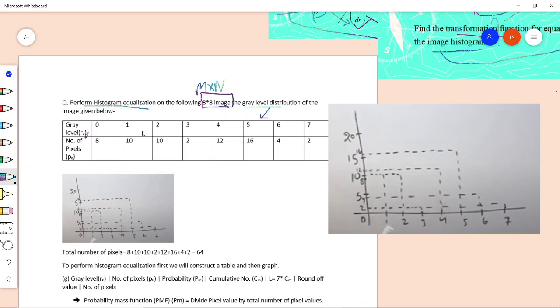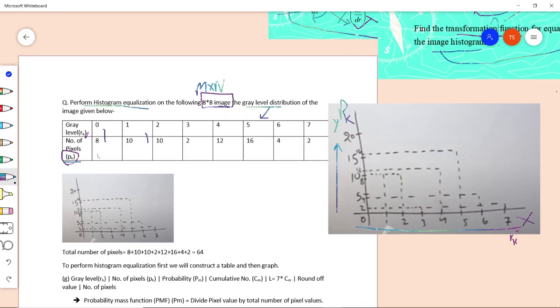So total 8 levels: 0, 1, 2, 3, 4, 5, 6, 7. And the corresponding number of pixel values p_k is, for 0 it is 8, and for 1 it is 10 pixels. And for 2, so the corresponding number of pixel values p_k for the gray levels r_k are given. According to these, we plotted a graph first. The gray levels are indicated on the x-axis, and the number of pixel values on the y-axis. So this is p_k, and this is r_k.